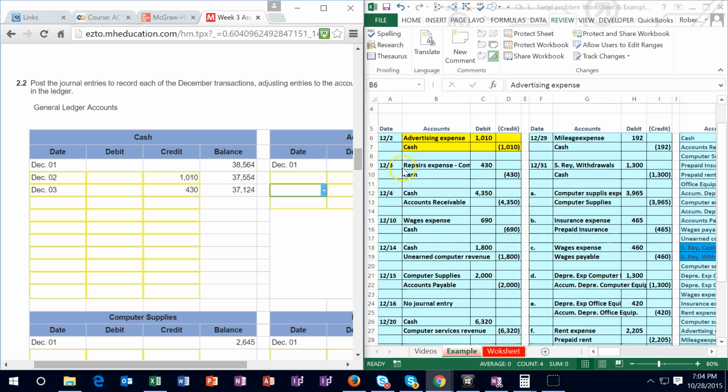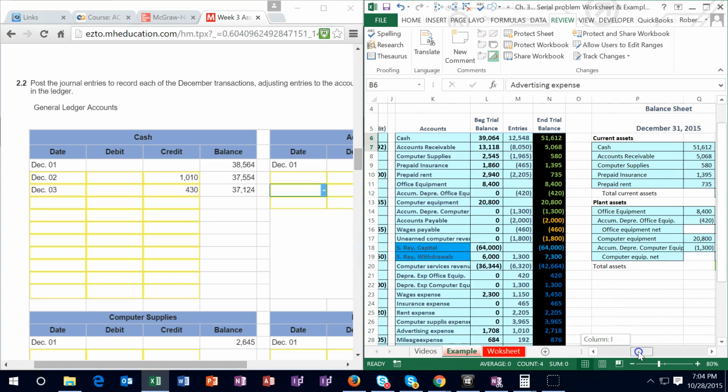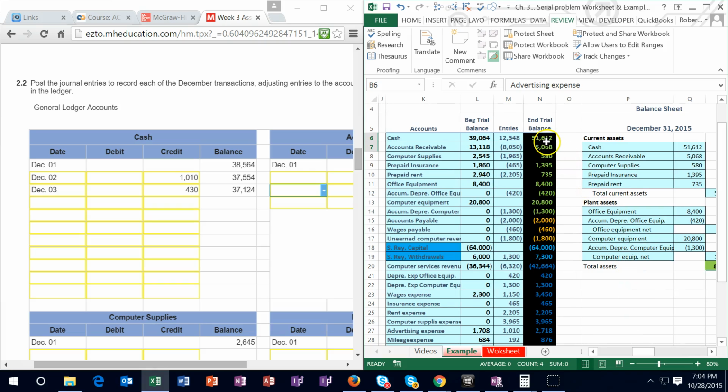So you can keep on going through every journal entry and just post them to the GL. Once you're done with that, then your ending numbers in the GL account, for example, cash, the ending GL number, once we post all these down here, should equal the 51,612, should equal your Excel sheet here.